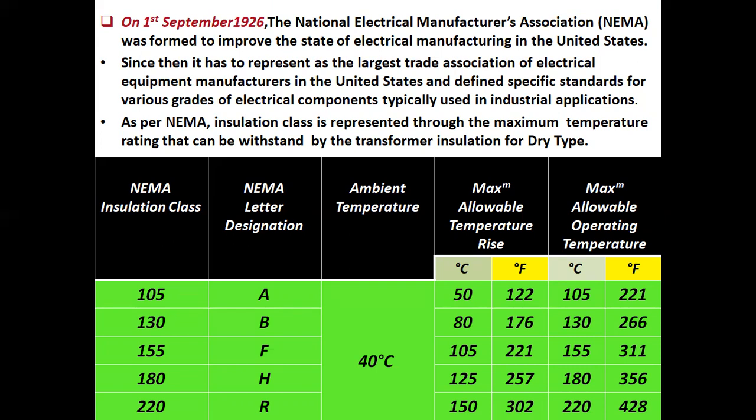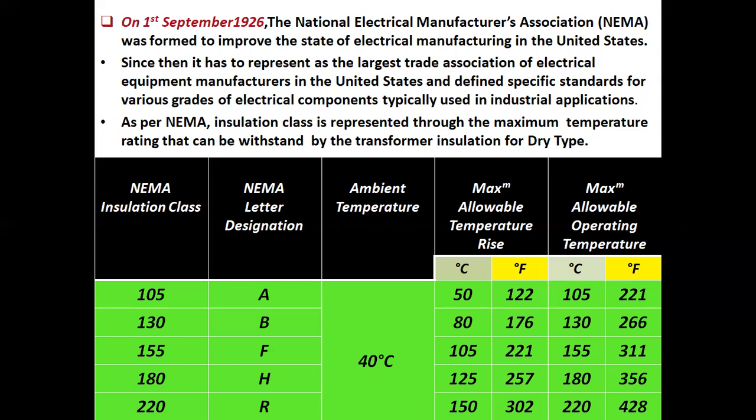NEMA insulation class 105 means NEMA letter designation A. Ambient temperature is constant in all the classes, that is 40 degrees centigrade. Maximum allowable temperature rise is 50 degrees centigrade, or 122 degrees Fahrenheit. Maximum allowable operating temperature is 105 degrees centigrade, or 221 degrees Fahrenheit.